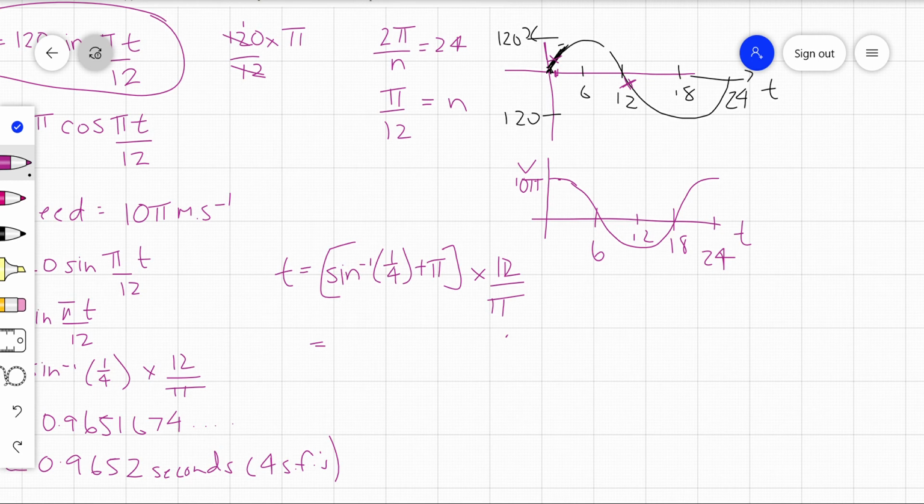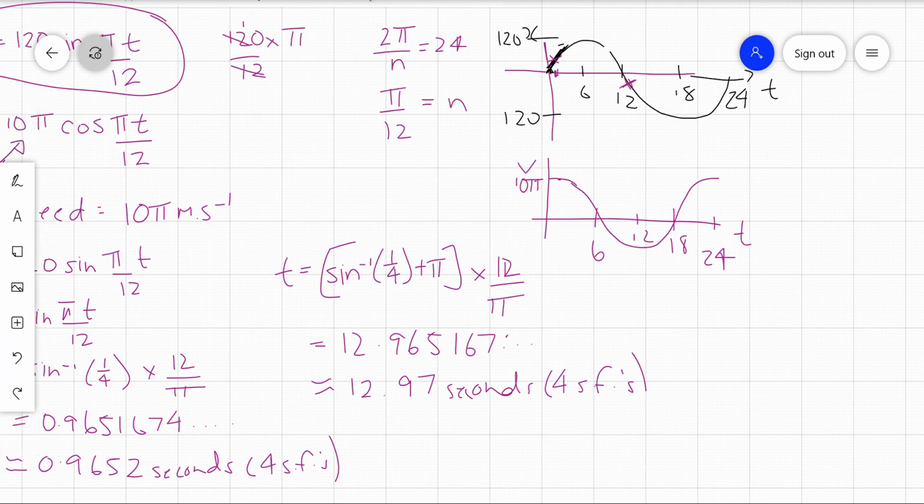So when you put that in the calculator, we're going to get 12.965167, etc. So to 4 sig figs, it would be 12.97 seconds. Please excuse the mess. Hopefully that helps you understand that a little better.